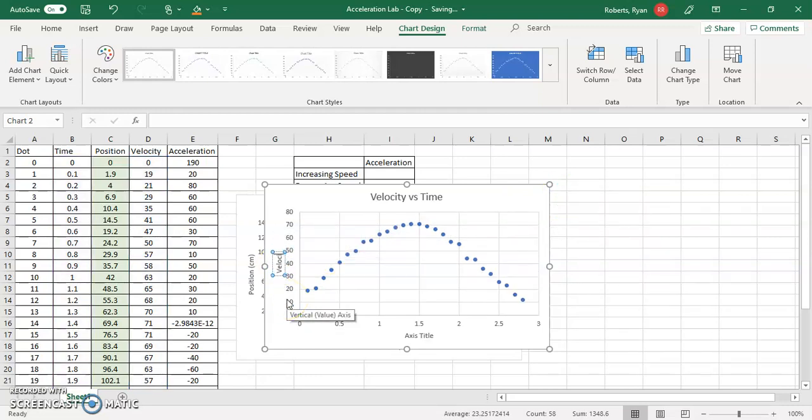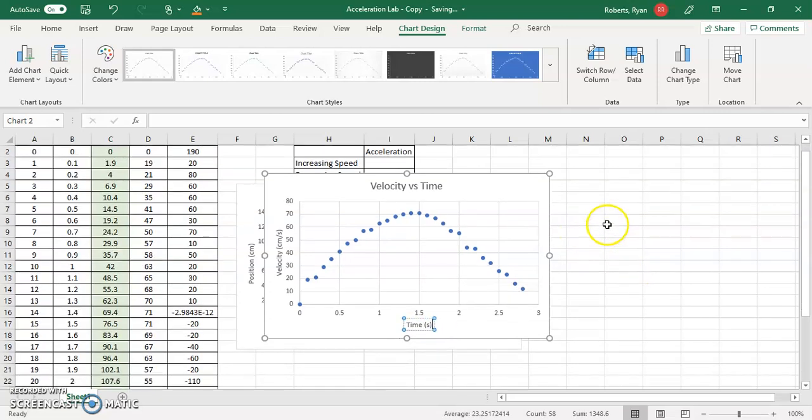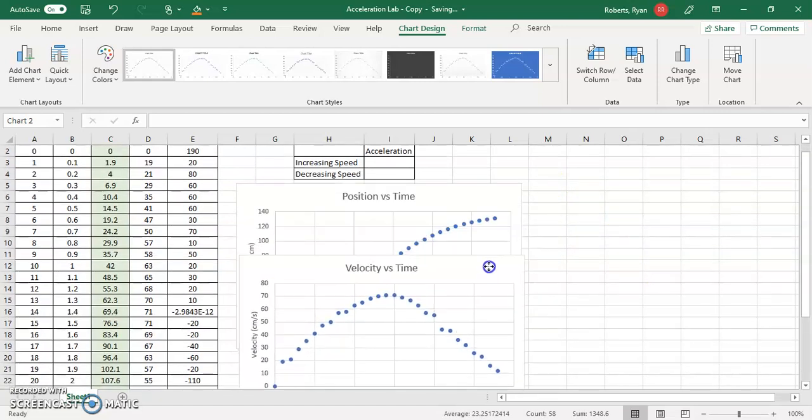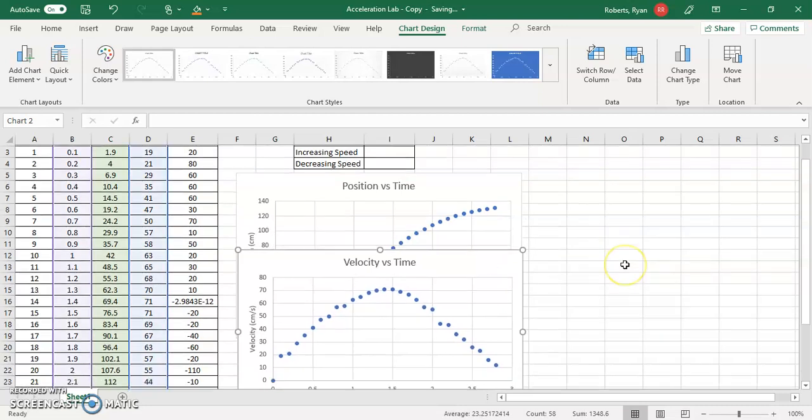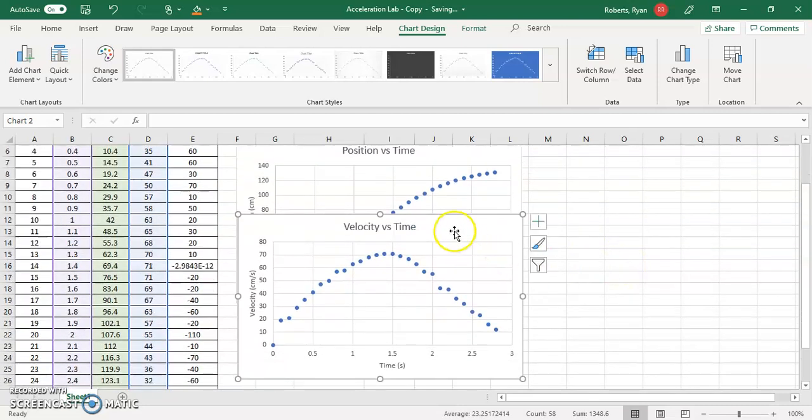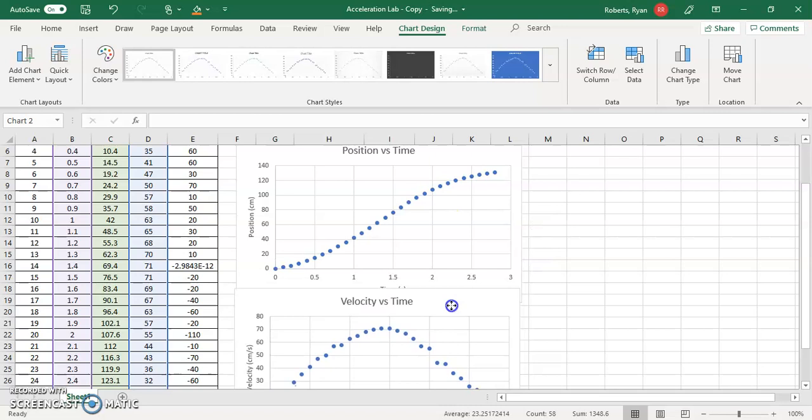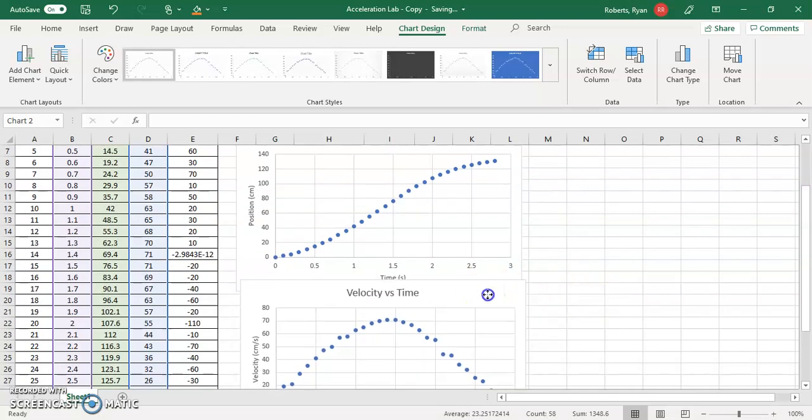So this is velocity in centimeters per second, and this is time in seconds. So I'm just going to try and overlay these on top of each other as best I can. Again, let's look at what these graphs are telling us. You have to copy and paste this velocity graph over into OneNote at some point, so make sure you do that.